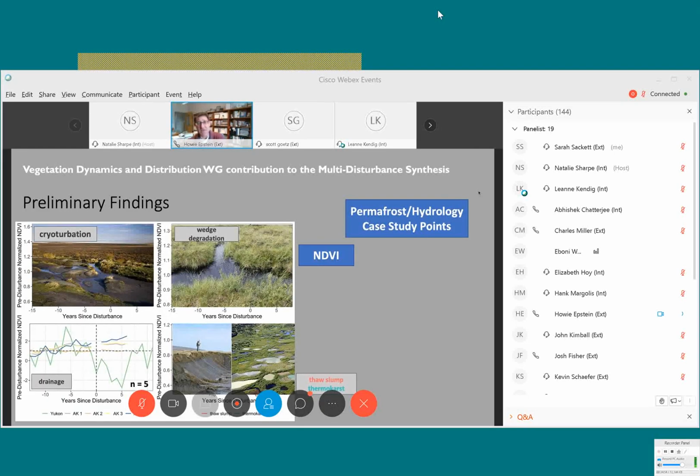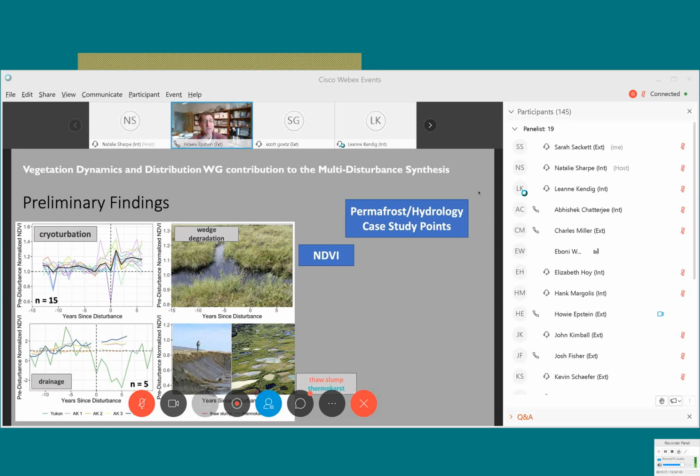And I also want to point out that the Vegetation Dynamics and Distribution Working Group is contributing to the multi-disturbance synthesis that you're going to hear about, I think, next from Adriana Foster. And vegetation dynamics plays a strong role in the synthesis because we're looking at vegetation over time following disturbances, and our group is particularly focused on permafrost-related disturbances. Things like cryoturbation, ice wedge degradation, thaw slumps, other types of thermokarst. Next slide, please.